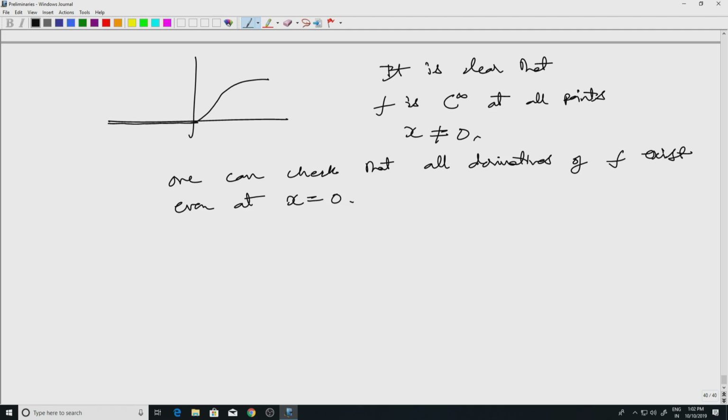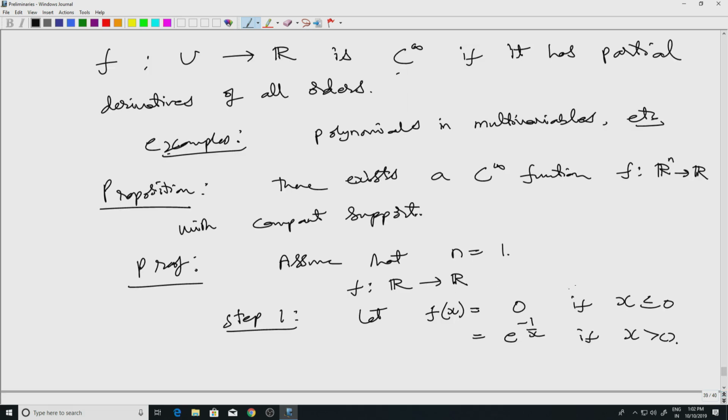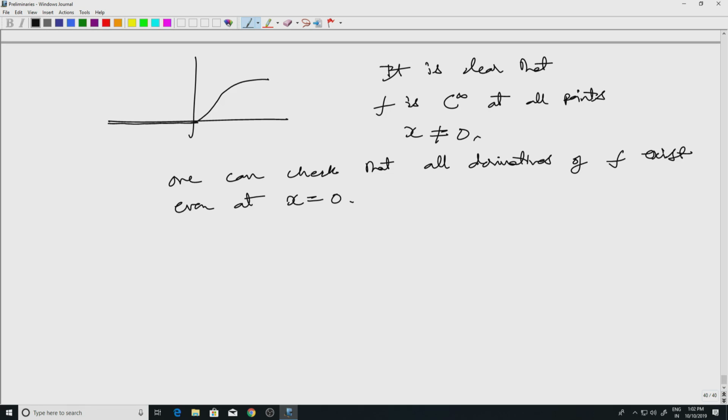And this essentially hinges on the fact that the definition of f involved an exponential, and as x goes to 0, this 1 over x will go to infinity, but there is a negative sign. So this will go to minus infinity, and we are exponentiating that, so it will go to 0 very rapidly. So rapidly that if you divide e to the power minus 1 over x by any power of x, one can check that the numerator goes to 0 much faster than the denominator. Therefore the whole thing goes to 0. It is an elementary exercise to check this.